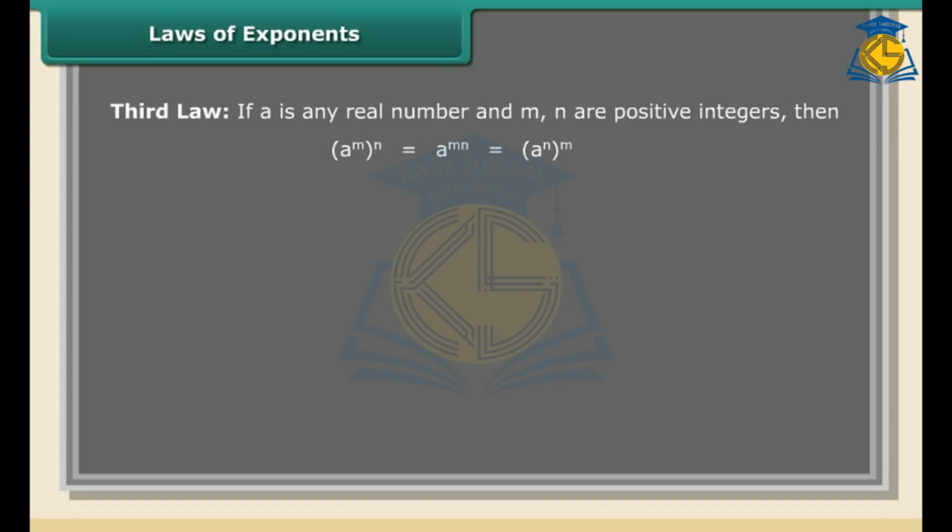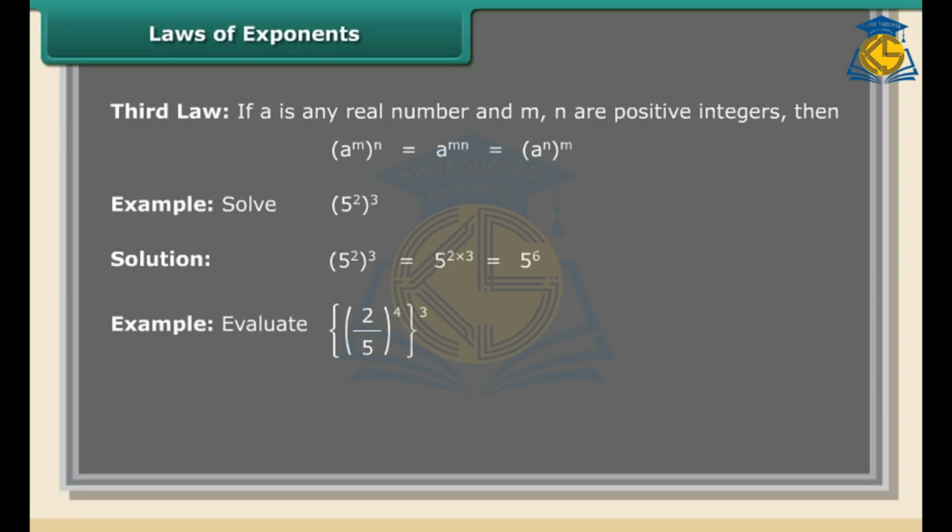If a is any real number and m, n are positive integers, then (a^m)^n = a^(mn) = (a^n)^m. Example. Solve (5^2)^3. Solution. (5^2)^3 is equal to 5^(2×3), which is equal to 5^6.